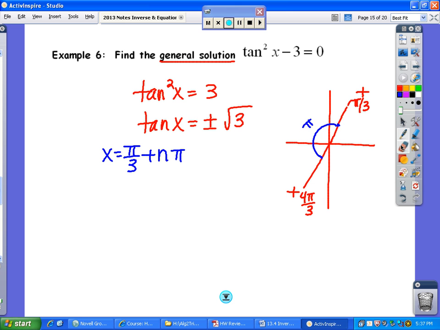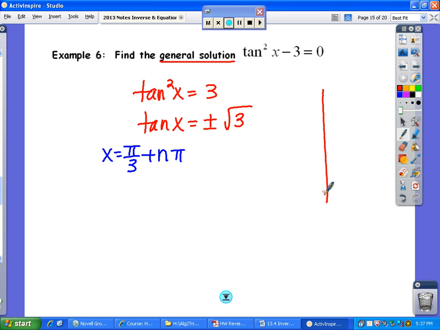All right, now let's look at the negative ones. Actually, let's just draw it over. Okay, let's go back. So now I need the negative ones. Tangent is negative in the second quadrant and the fourth quadrant. I've got my pi over 3. In the second quadrant, my 60-degree angle is going to be 2 pi over 3. And then in the fourth quadrant, it's going to be 5 pi over 3.